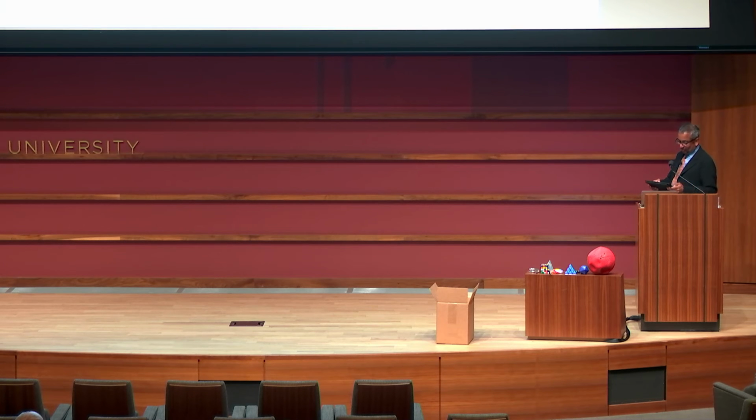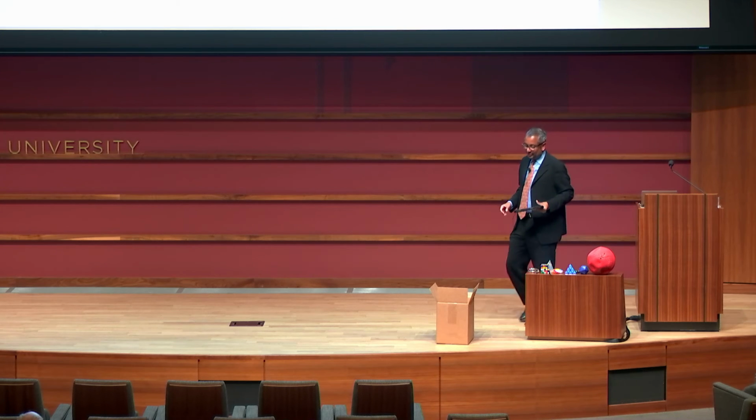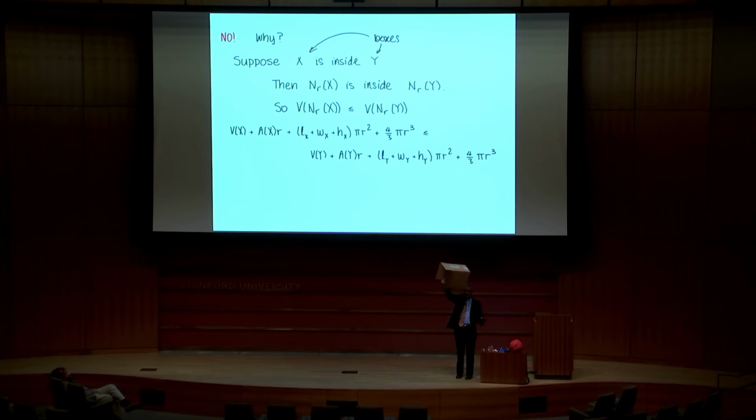So let me say why, because this is just so beautiful, because it comes out of nowhere. Suppose you had a box X inside another box Y. That means that the doodle around X, the dust cloud around X, is contained in the dust cloud around Y. I'm using this fact from a long time ago that I told you I was going to use again. So the doodle around the small guy is contained in the doodle around the big guy.